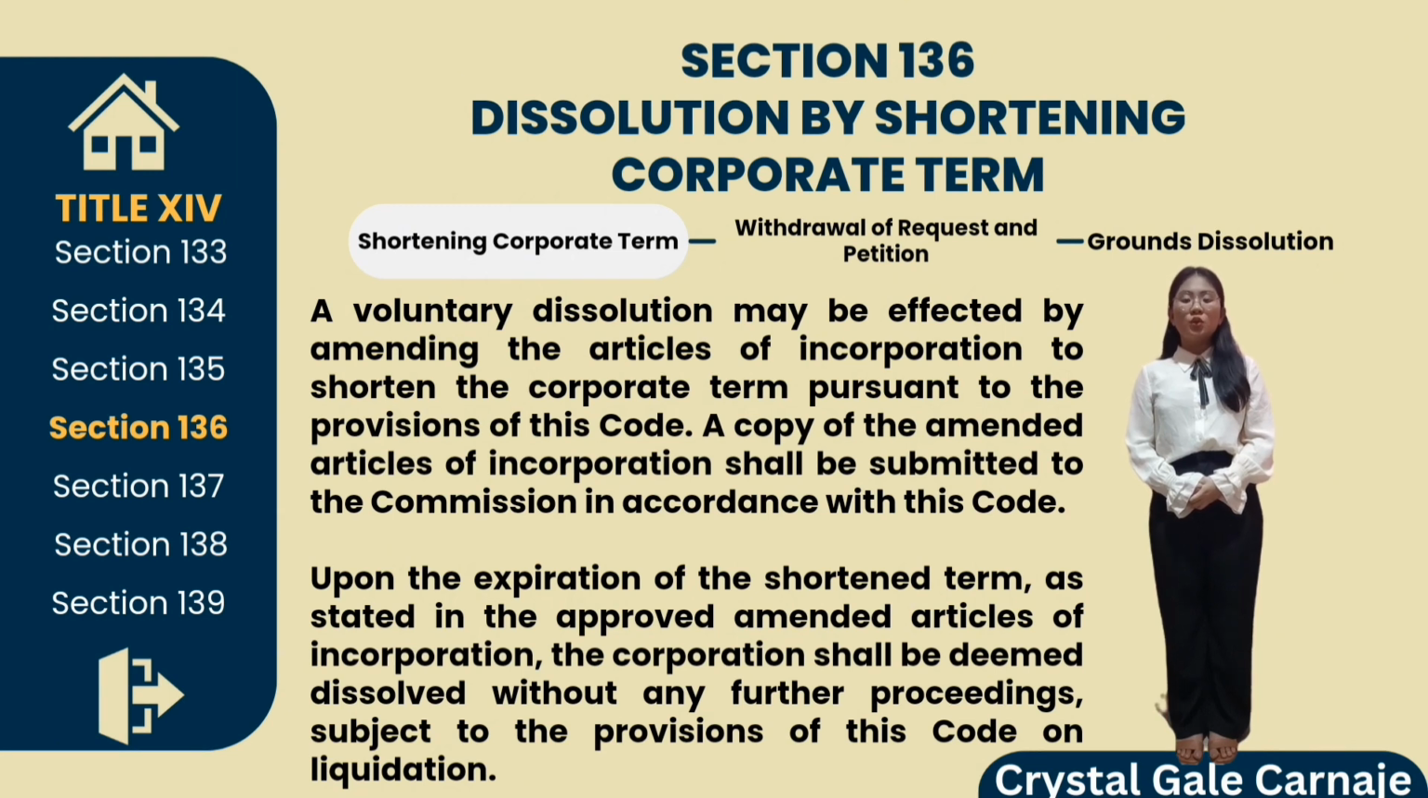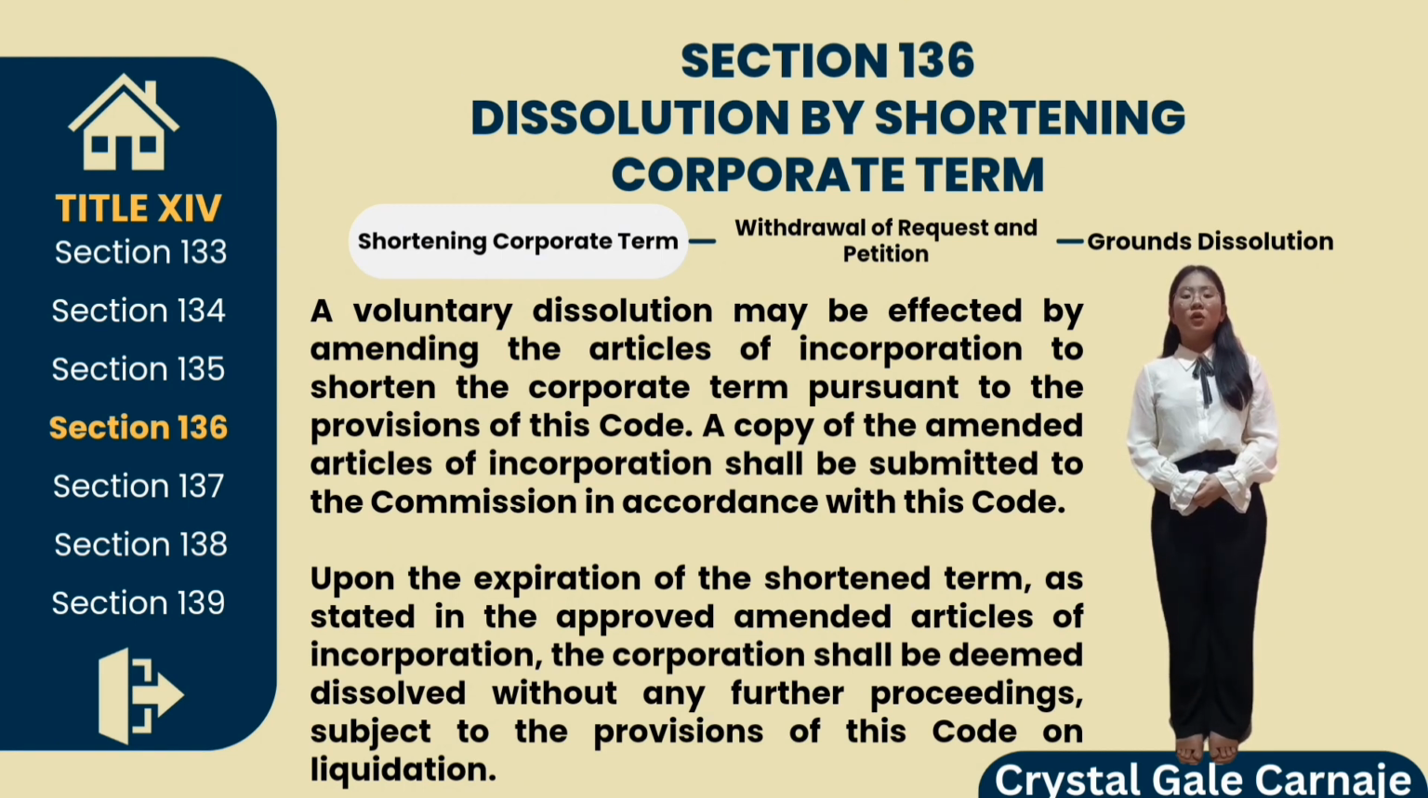In voluntary dissolution, there are two ways to dissolve a corporation: filing an application for dissolution with the Commission, and/or by amending the articles of incorporation to shorten the corporate term. And this article will be talking about shortening the corporate term.